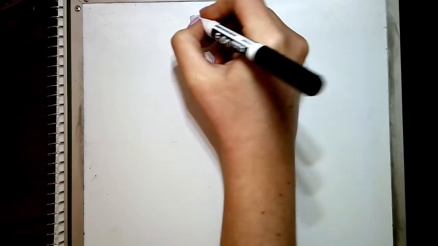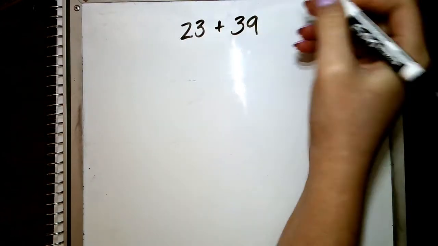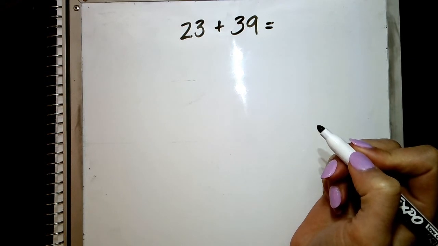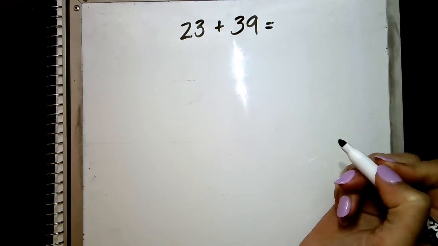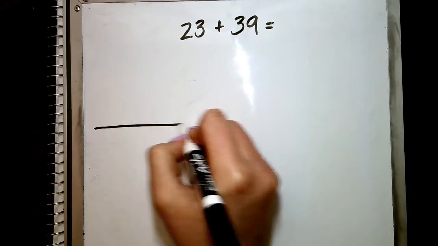All right, so the problem that I am going to do to wrap up our lesson for today is 23 plus 39. I'm going to go ahead and tell you that this might get a little tricky when we get to our splitting strategy, so I want you to make sure you're paying really close attention when I get to that. But first we're going to start with our open number line, just like we did last time.